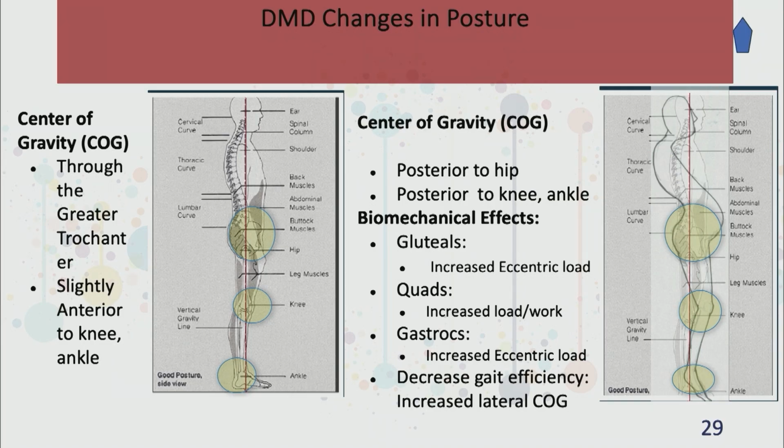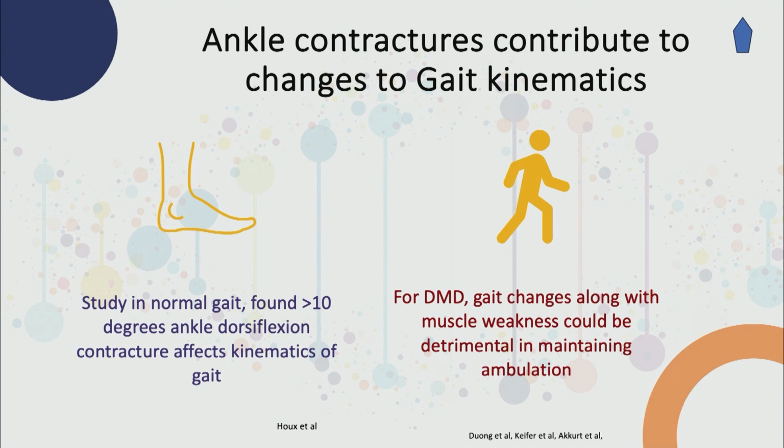And when you think about it mechanically, in the plumb line, without all these contractures, you have the center of gravity going through the greater trochanter. But with Duchenne, you see a shift of that center of gravity causing an increase in load or requirement from the glutes, the quads, and the gastrocs to work. And so this, of course, decreases the efficiency of gait. So I thought, that makes sense.